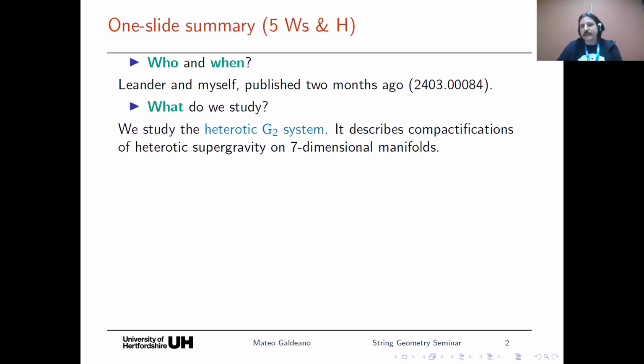So what is the thing that we study? What is the thing that I'm going to be telling you about? Well, we study something called the heterotic G2 system. Essentially, it's a system of equations that describes compactifications of heterotic supergravity on 7-dimensional manifolds. So it's a 7-dimensional analog of the Hull-Strominger system that perhaps you're more familiar with. But of course, I'll give you more details about this during the talk.